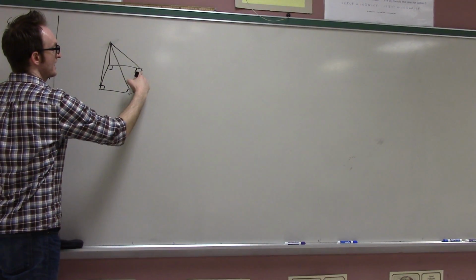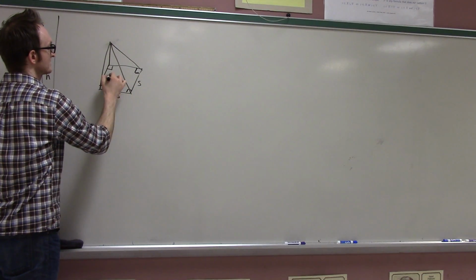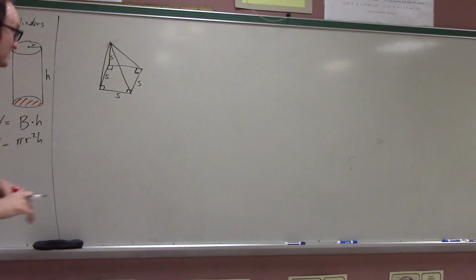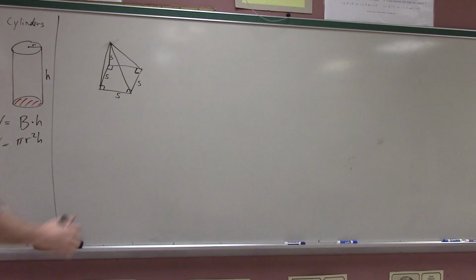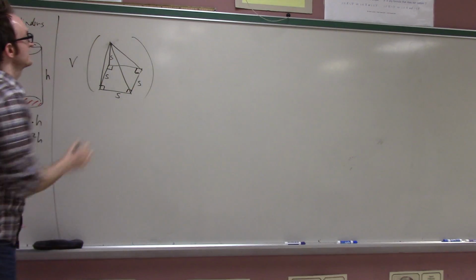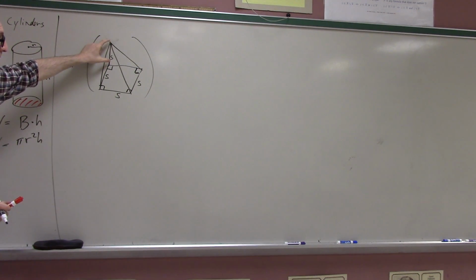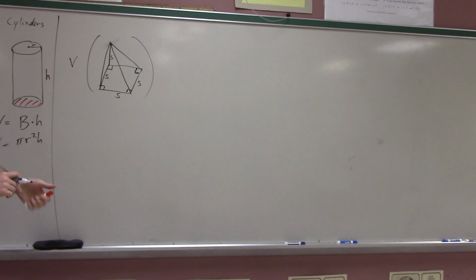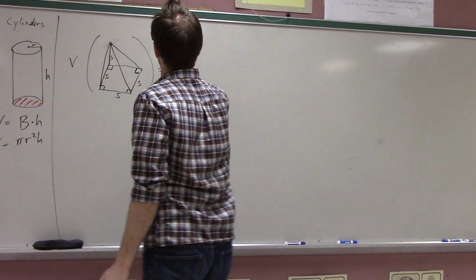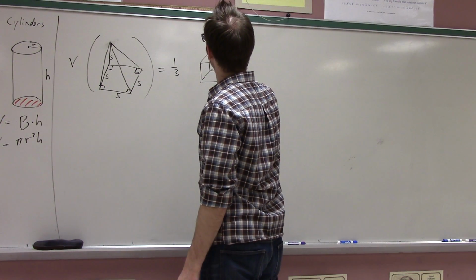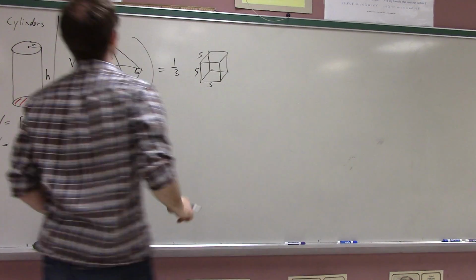Let's say that the side of this square is S, and the height of that thing is also S. What I would like to argue, and this is a way of thinking about pyramids maybe for the first time, is that the volume of this square pyramid with height the same as the side length of the square base is 1/3 of the volume of the corresponding cube of side length S.